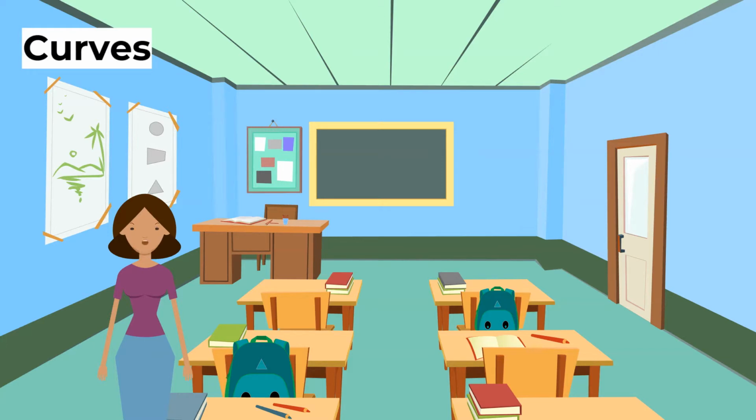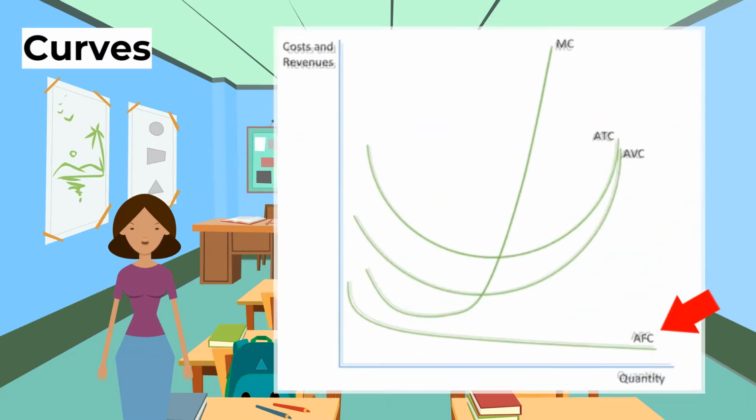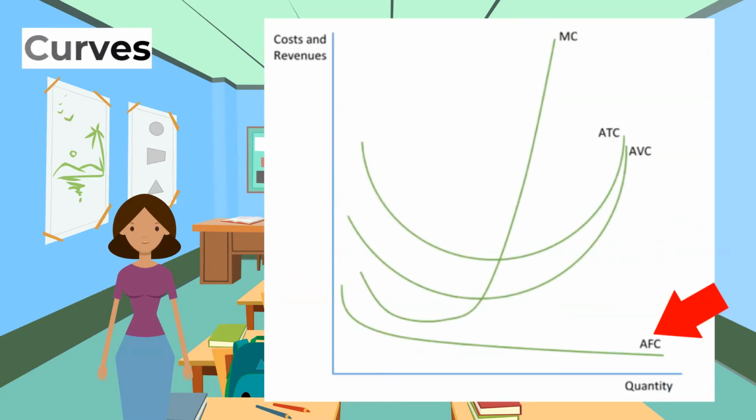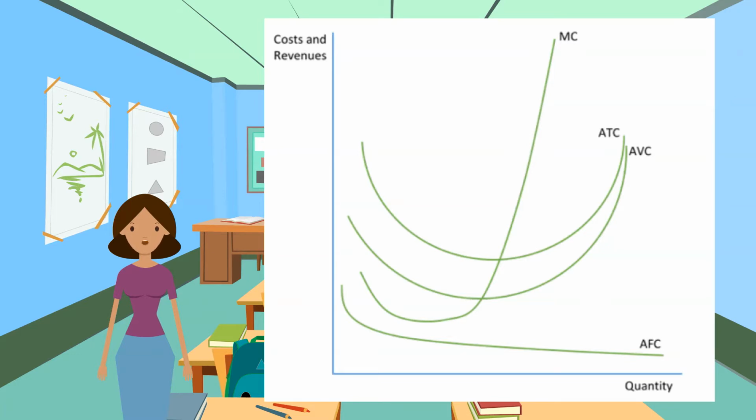Now, let's look at the curves. The average fixed cost curve, or AFC, starts high because the whole fixed costs are being divided by a small output. As the output is increased, AFC falls as the same amount is divided by a larger number.